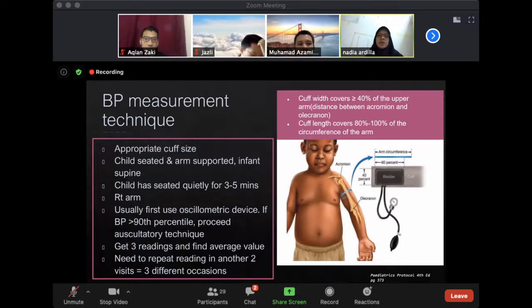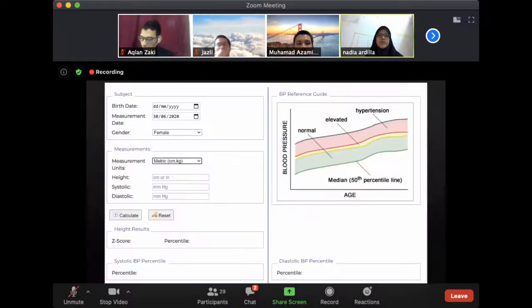However, if we use the device and their blood pressure is more than 90th percentile, we proceed with the auscultatory technique. We get 3 readings by the auscultatory technique and find the average value. We need to repeat the reading in another 2 visits because we diagnose after 3 or more visits, right? So we repeat, and even after 3 different visits, if it's still high, then we can diagnose them with hypertension.